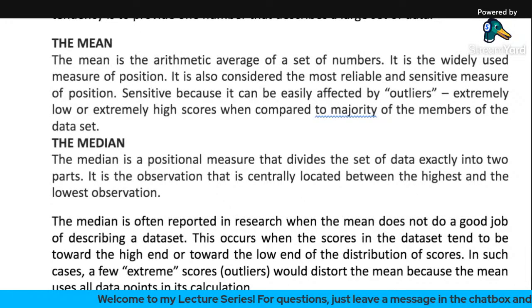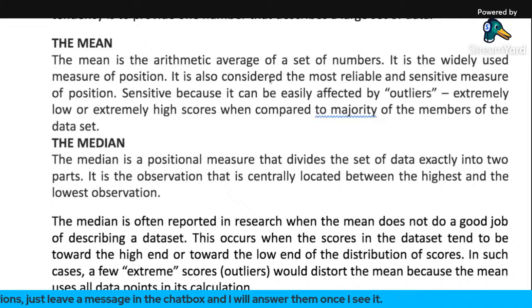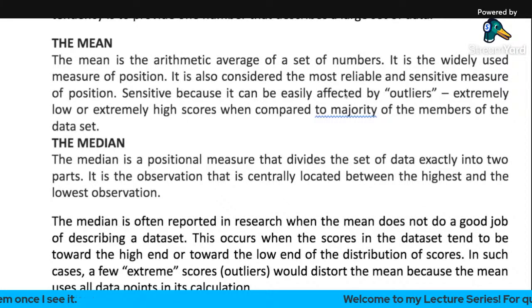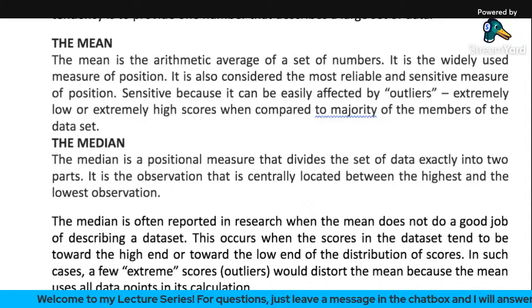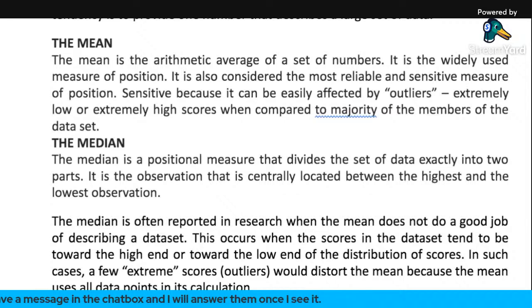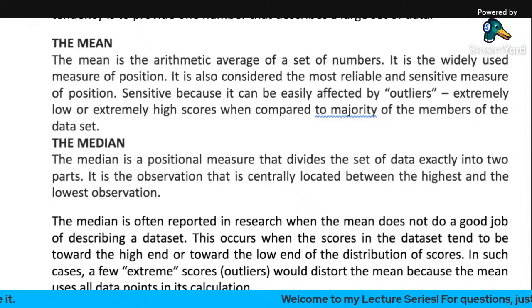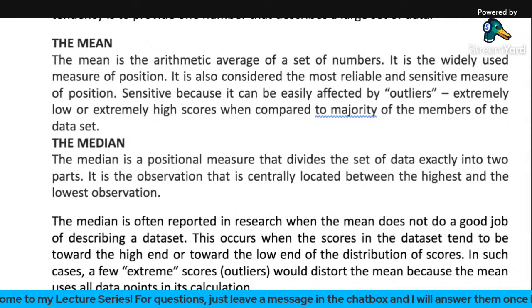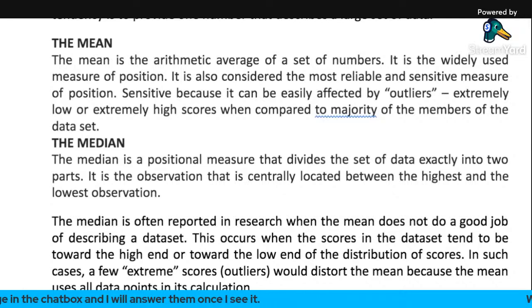So we start with the mean. Okay, the mean is the arithmetic average of a set of numbers. It is a widely used measure of position. It's actually considered the most reliable, but at the same time, the most sensitive measure of central tendency or position. Okay, the reason why we say it's sensitive is because it is greatly affected by extreme scores. When we talk about extreme scores, either extremely high or extremely low scores as compared to the majority of the members of the data set. And we call these extremely low or extremely high scores outliers.